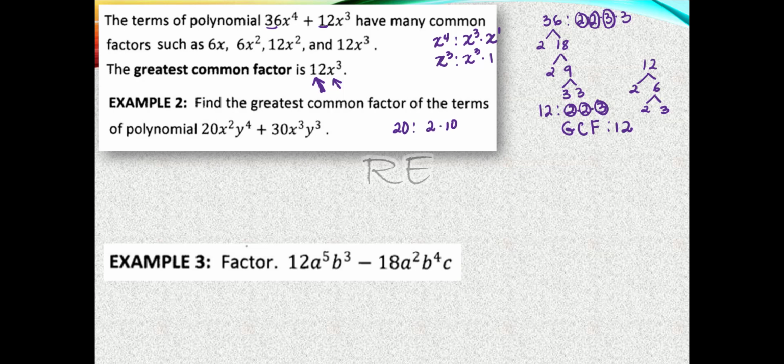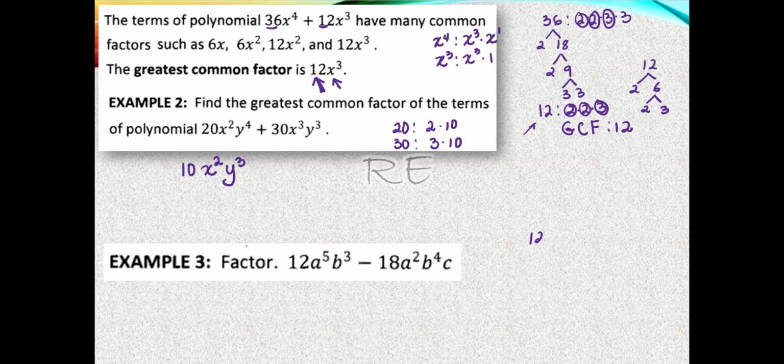The GCF between 20 and 30: 20 is 2 times 10 and 30 is 3 times 10. So the GCF is 10. Between x cubed and x squared it is x squared. Between y to the fourth and y to the third, it's y to the third, the variable with the lesser exponent.